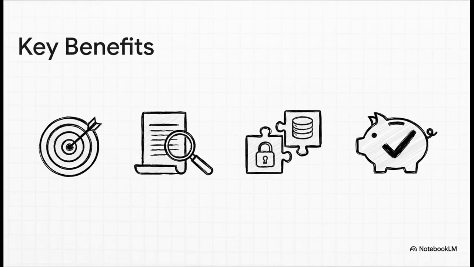The answers you get are way more accurate because they're coming from your own documents. You get citations, which is critical so you can actually trust the answers and check the source. It hooks right into your live data. And maybe the biggest one, it's so much cheaper than constantly retraining a massive AI model.